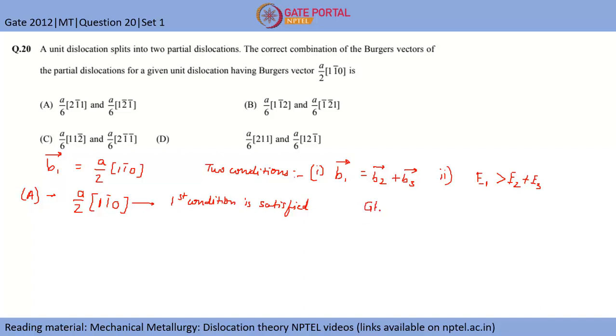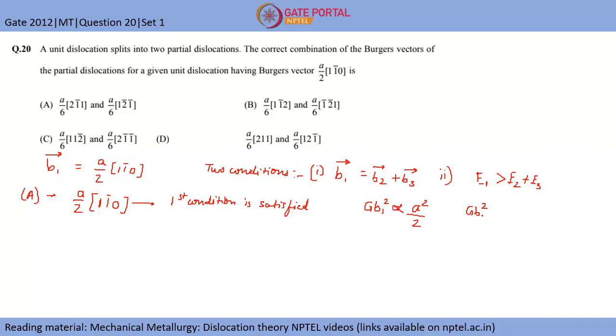So I will write Gb1 square is equal to, if you square this off, 1 square plus 1 square is 2, 2 by 4. So basically it is a square by 2. Now this is for the parent Burgers vector dislocation. Now I will write it for Gb2 square, which is proportional to a square by 2.